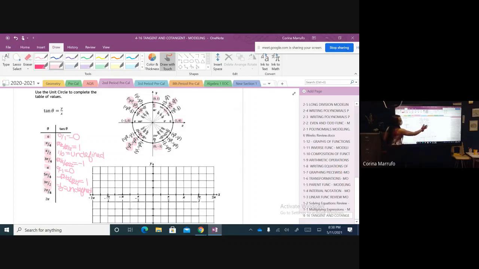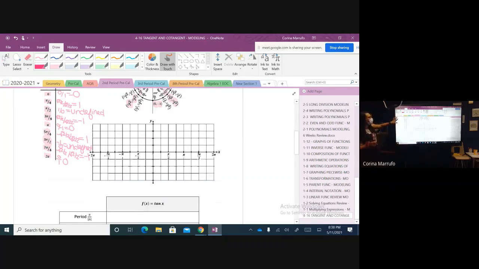So at 7 pi over 4, we're going to take our y value, and then we're going to divide it by our x value. So here we have the negative square root of 2 over 2 divided by the square root of 2 over 2. And so it's going to end up giving me a negative 1, because a negative and a positive gives me a negative. And then last, we go all the way back around to 2 pi, which is back here. We're going to take our y value, which is 0, and divide it by our x value, which is 1, and that's going to give me 0.